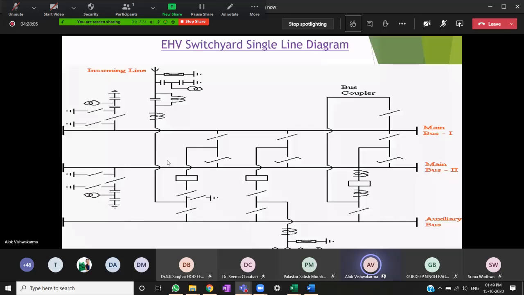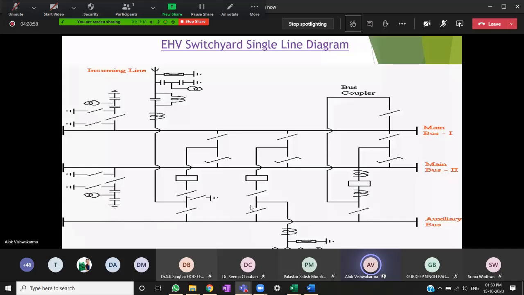Typically, architecture wise, there will be the incoming, there will be outgoing, and there are two such buses. Main bus one, main bus two, so that in case of any issue in any one bus, at least power generation should not be hampered. This is bus coupler. We can even couple these two buses to have the same potential level. Then there is a switch, there is an isolator like this. There are breakers, CTPT. All these arrangements are there in the switchyard system.